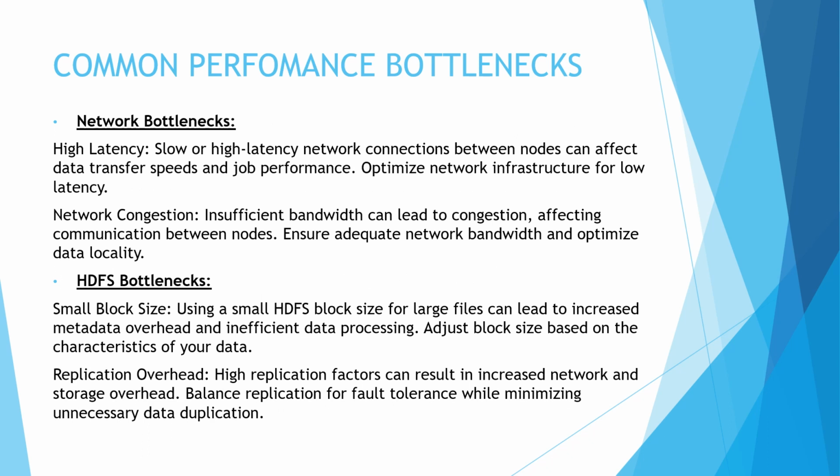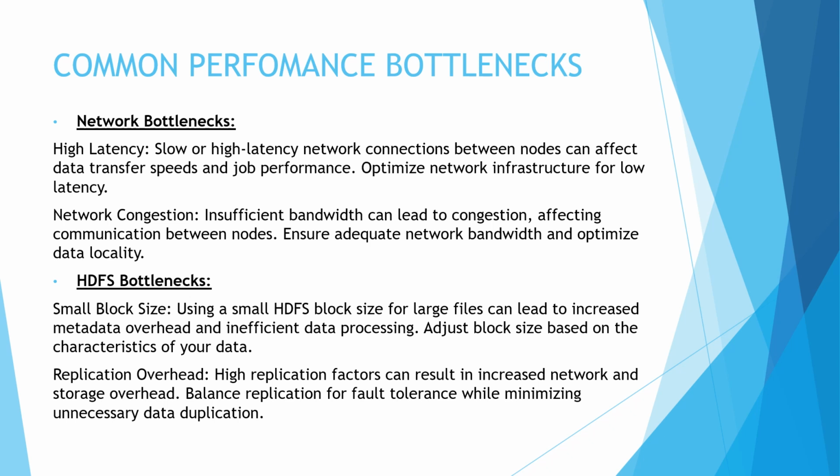Network bottlenecks. High latency and network congestion. A slow and high latency network connection between nodes can affect data transfer speed and job performance. Optimize network infrastructure for low latency. Network congestion: insufficient bandwidth can lead to congestion affecting communication between nodes. Ensure adequate network bandwidth and optimize data locality.